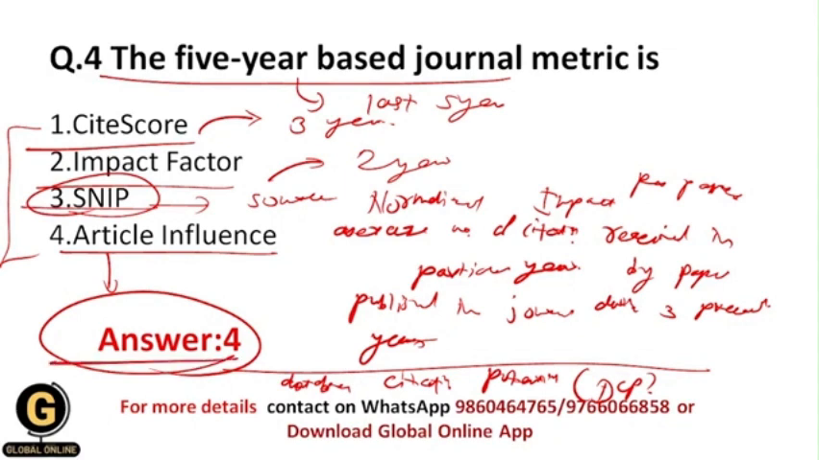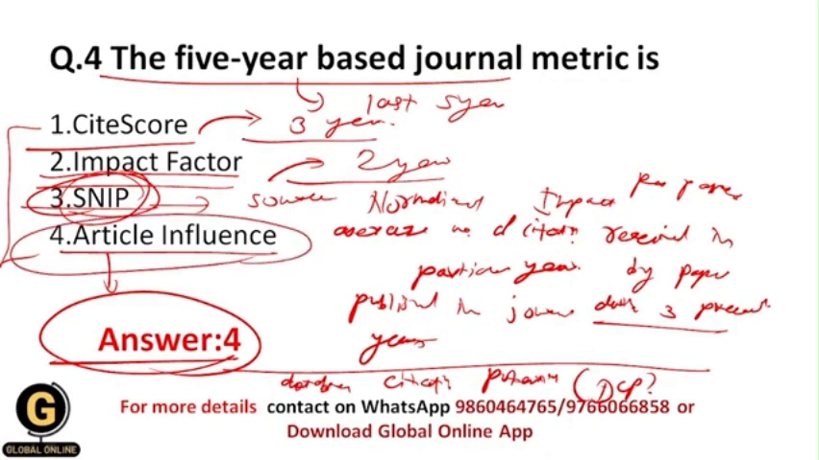Because if you see SNIP, it is relevant to the preceding 3 years, impact factor to 2 years, and CiteScore again to the preceding 3 years. That's why the remaining option will be article influence, which is the 5-year based journal metric, and that's why your correct answer is 4.